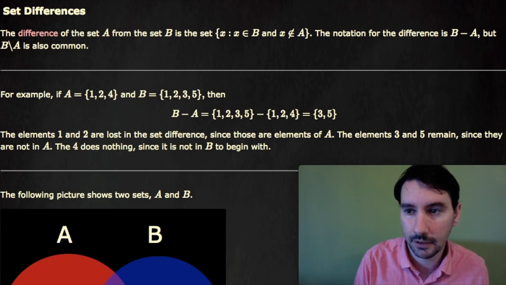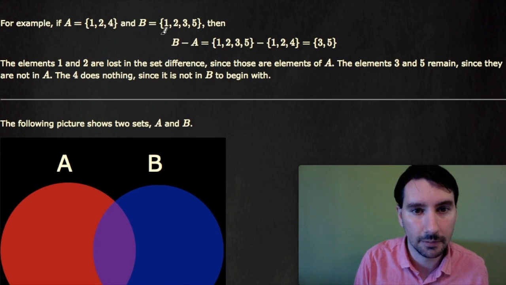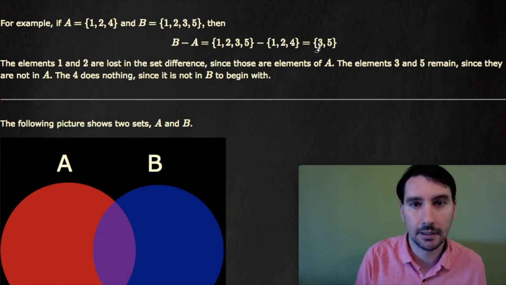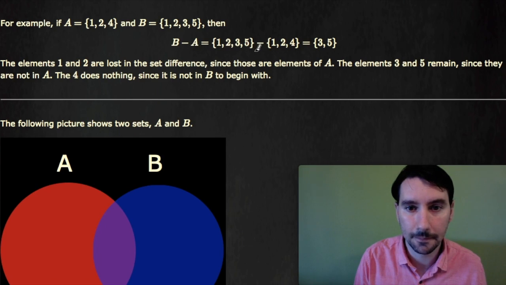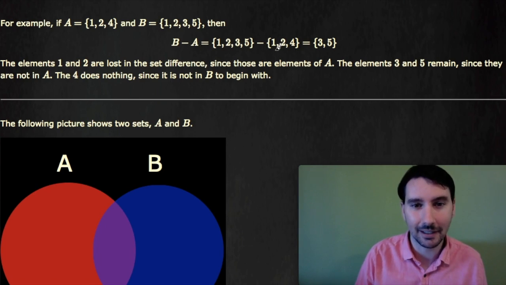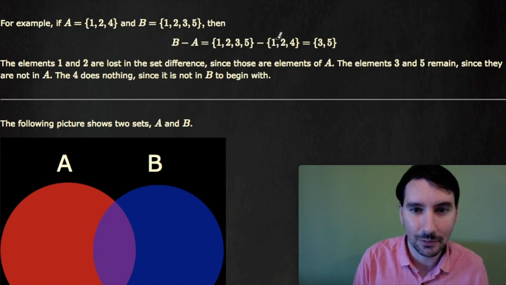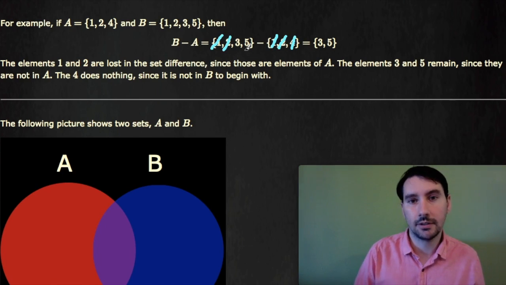So, for example, if A is the set {1, 2, 4}, and B is the set {1, 2, 3, 5}, then B minus A, which is {1, 2, 3, 5} minus {1, 2, 4}, is B take away A. So we take away from B the elements that are in A. The element 1 is in A, so we take that away from B. 2 is in A, so we take that away from B. And then 4 is in A, but there is no 4 in B, so there's nothing to take away.